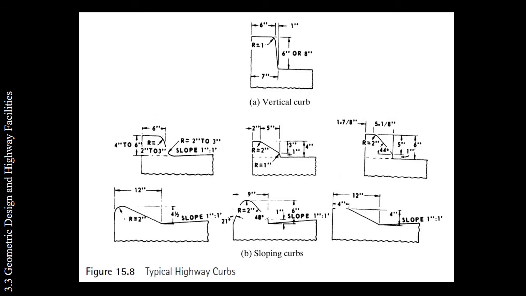So here are the typical highway curves. There are vertical curves and sloping curves. As you can see, a vertical curb has a height of 6 to 8 inches, 6 inches width at the top and 7 inches width at the bottom. For the sloping curbs, there are 6 types. Those are the following presented.